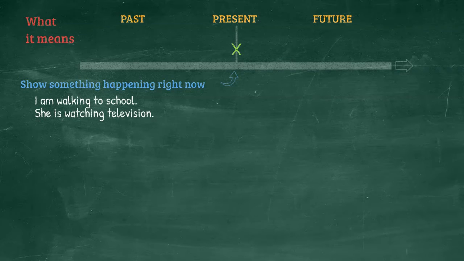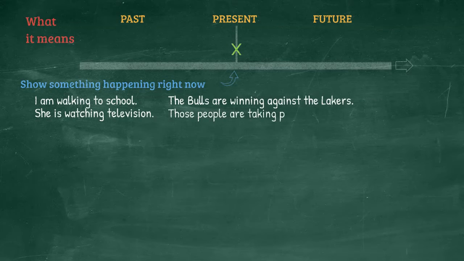"She is watching television." "The Bulls are winning against the Lakers." "Those people are taking pictures of the accident." All of these sentences mean that the action is happening right now.